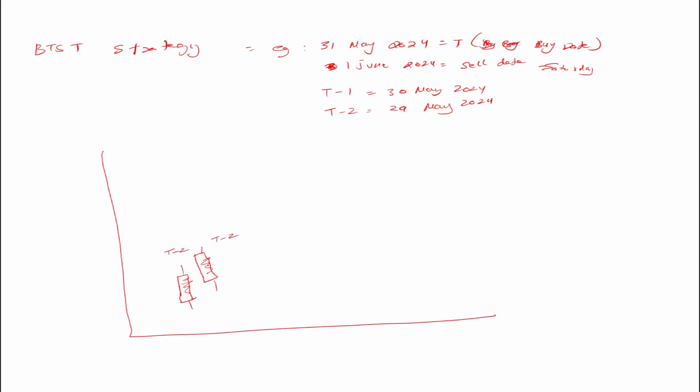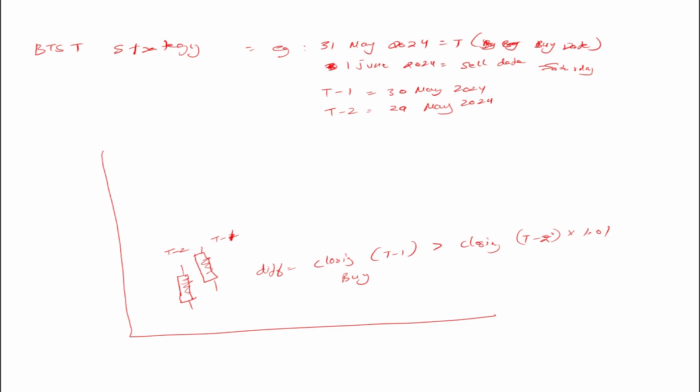Now, what the strategy says is, if the closing price of T minus 1 is greater than the closing price of T minus 2 times 1.01, that is, 1% higher, then we will buy it. If the price is greater than the previous date, T minus 2, then we will buy it, and once we have bought it, we will sell it.